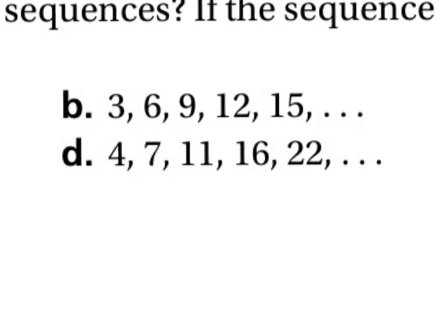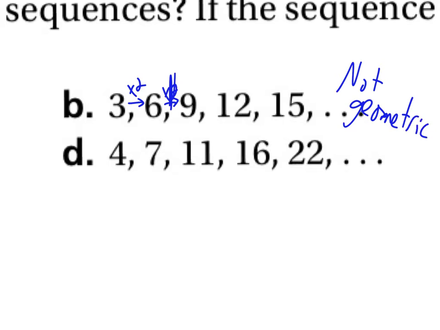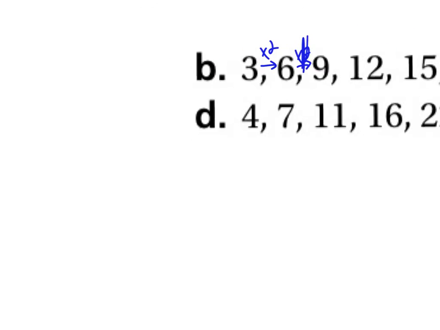Part B, this one we're going from 3 to 6 is times 2. So we need to be multiplying by 2 for everything. 6 times 2 is not 9, so it's not geometric. This actually would be another example of an arithmetic sequence. They're just adding 3 every time.